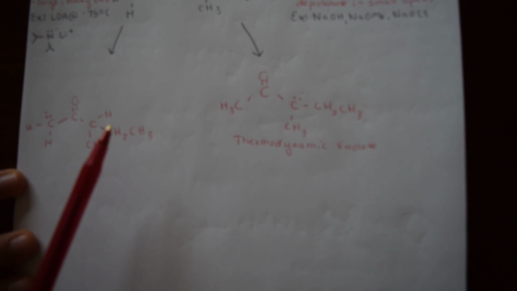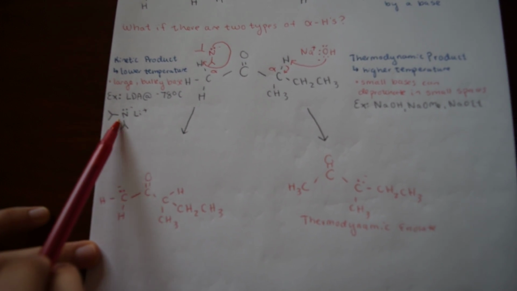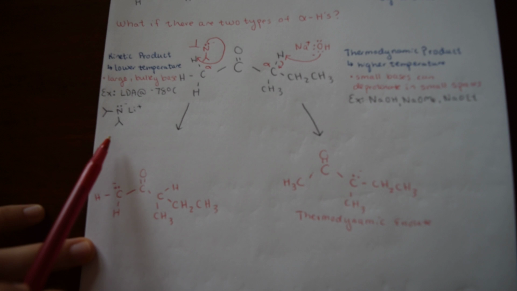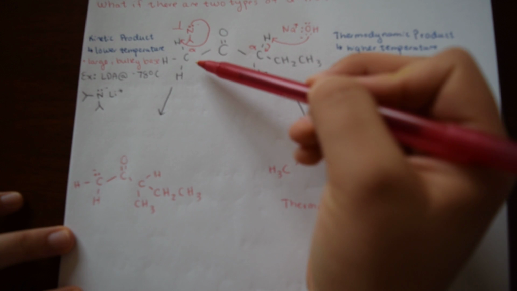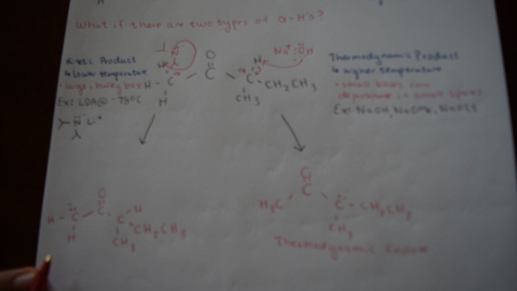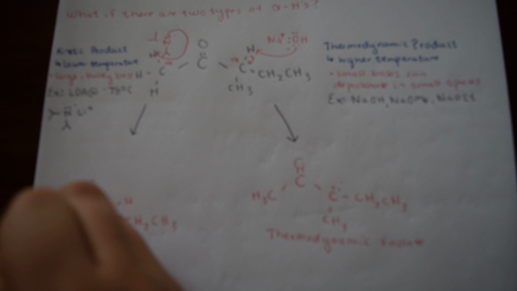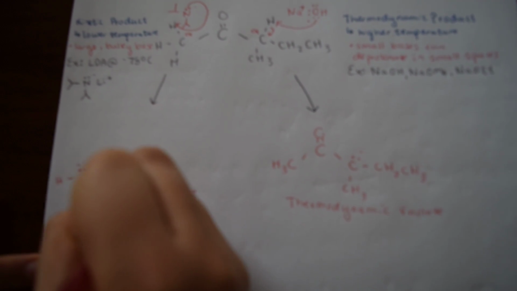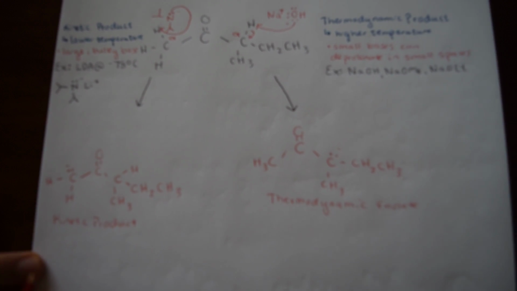But what if we have lots of room, and so we can use a bulky base? In that case, we're going to use a bulky base, like LDA. So you're going to have the nitrogen with two isopropyl groups on it. It's going to attack any one of these because they're all the same. And in that case, you're going to get your kinetic product, which has the negative charge on the alpha carbon there. So this is your kinetic product. This specific kinetic product occurs at negative 78 degrees Celsius because that's when LDA reacts.